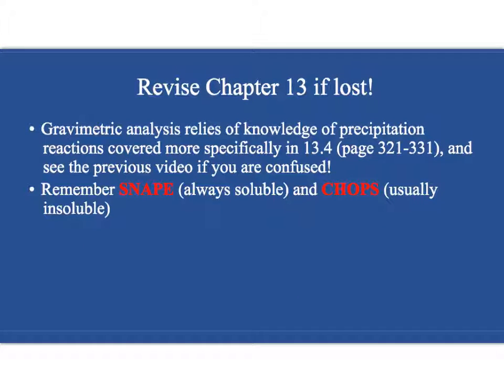Okay, if you're getting lost, revise chapter 13, because it all basically comes down to 13.4 and 13.3 and precipitation reactions. So there's the page numbers. SNAPE is sodium, nitrate, ammonium, potassium, and ethanoate, always soluble. And then TROPS is carbonates, hydroxides, oxides, phosphates, and sulfides, usually insoluble, because if you pair them with something from SNAPE, then they will be soluble, but pretty much most other things, they are always insoluble.